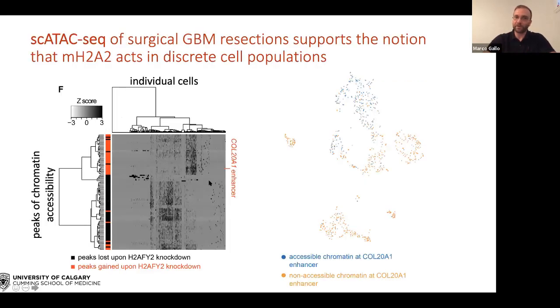And just to make sure what we were seeing is not an artifact of in vitro culture, we did single cell ATAC-seq on surgical GBM resections. And we did that for a few patients. And what we found is, long story short, the accessibility of this putative COL20A1 enhancer only occurs in a subgroup of cells that tend to cluster separately from the others. So it seems like there are some cells that have this enhancer element active, and they're probably more OPC-like, and others that are not. So it seems to be biologically relevant for GBM, not an in vitro artifact.